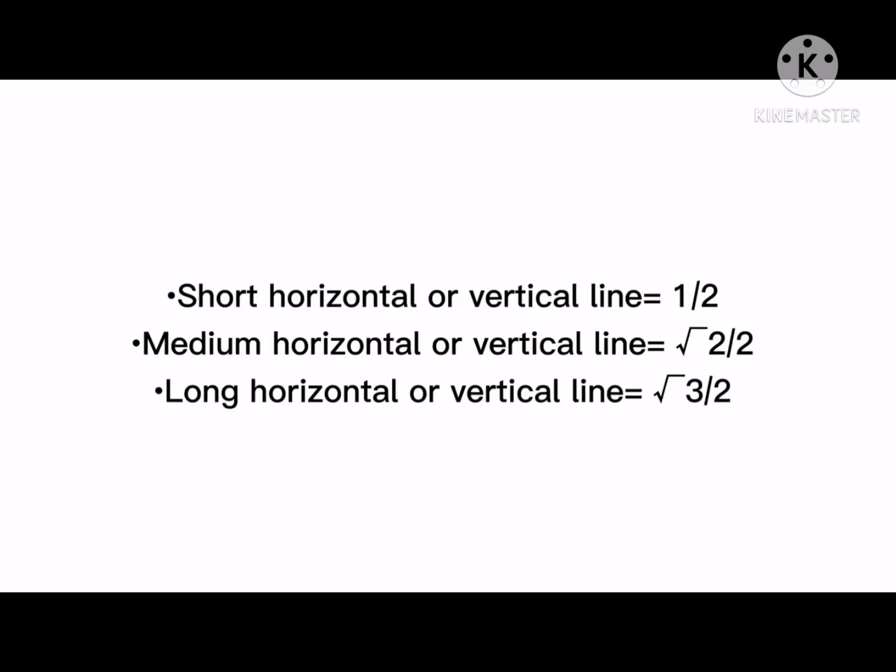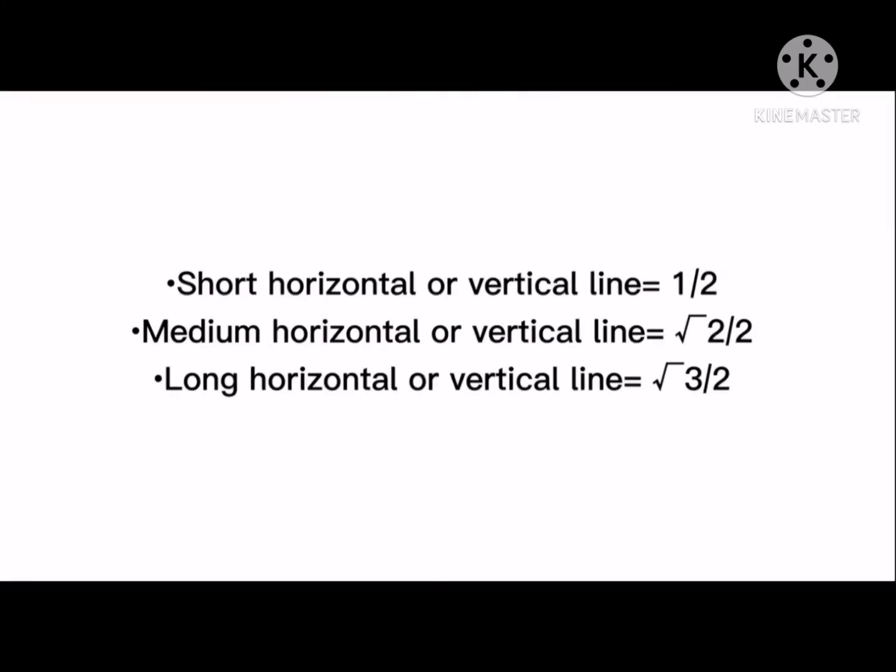Here's what this length means. A short horizontal or vertical line is equal to 1 over 2. A medium horizontal or vertical line is equal to square root of 2 over 2. A long horizontal or vertical line is equal to square root of 3 over 2.